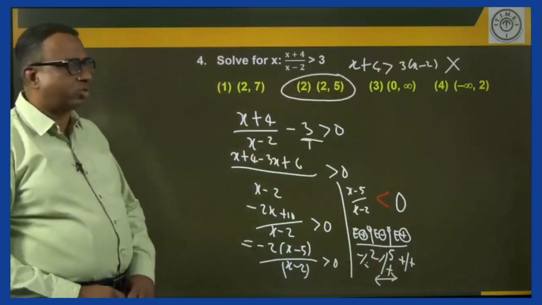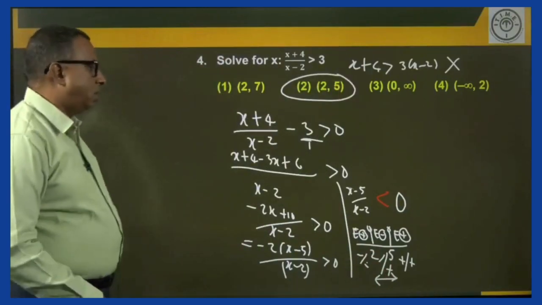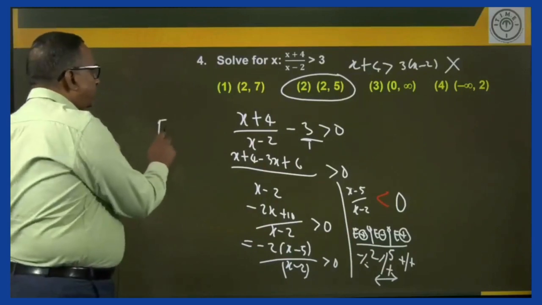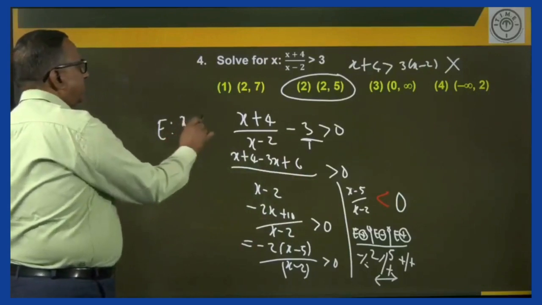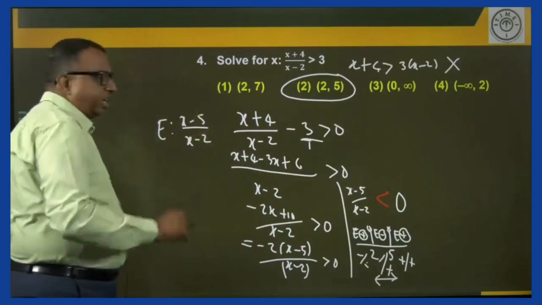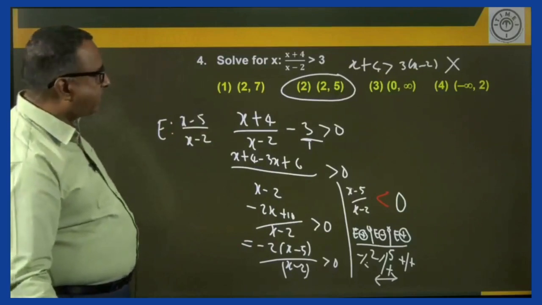What is the answer for this? Choice 2 is the answer for this. What is the expression here? The expression under consideration is x minus 5 by x minus 2. We have to see its sign. Okay, shall we see the working again, students?